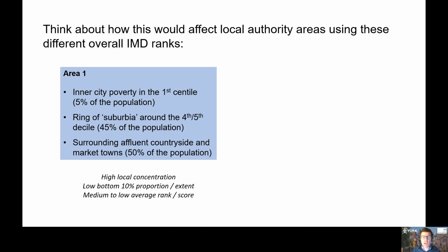Here we would conclude that the area has high local concentration. So in that sense, it's very deprived. It has low bottom 10% proportion or extent. So we might actually say it doesn't seem very deprived, and it has a medium to low average rank or score.